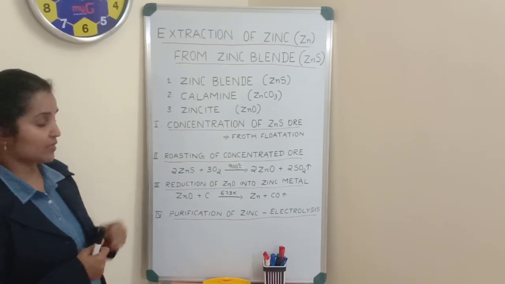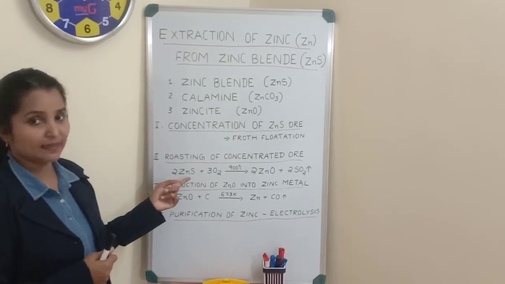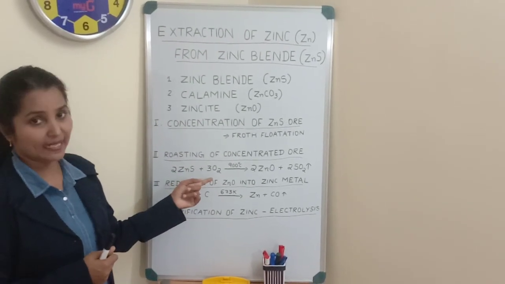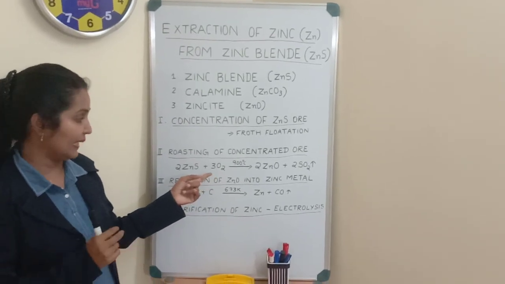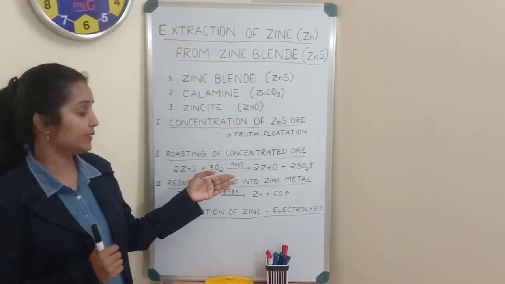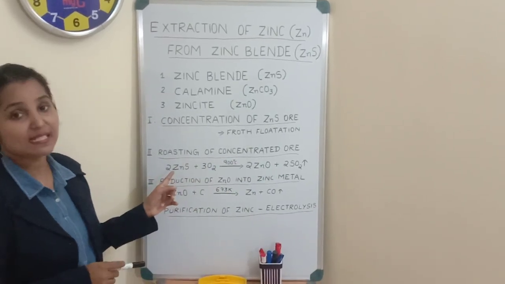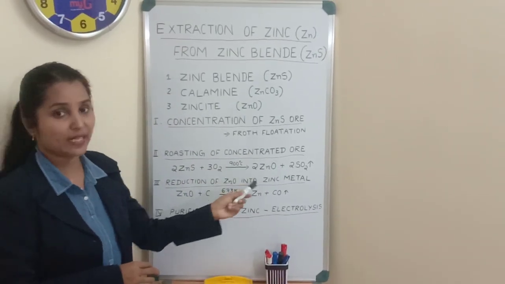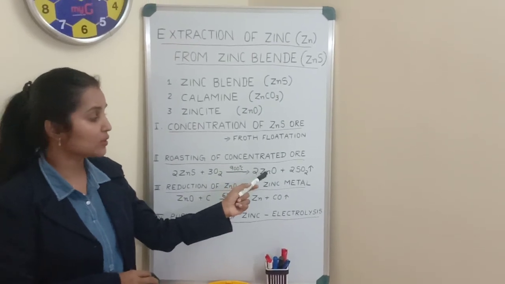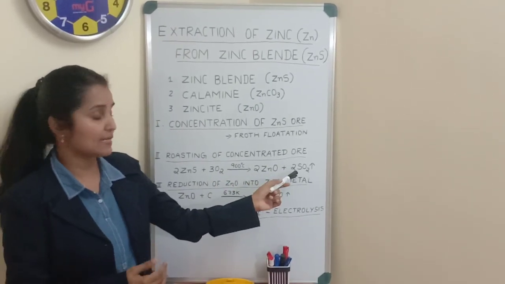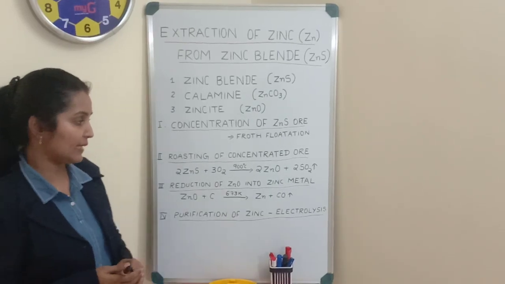You can see the reaction here. Zinc sulfide, zinc blende, is reacting with oxygen that is present in the air at around 900 degrees Celsius to form zinc oxide, the oxide form of zinc. So it is the metal oxide that is formed. Zinc oxide is formed along with a side product, sulfur dioxide gas.